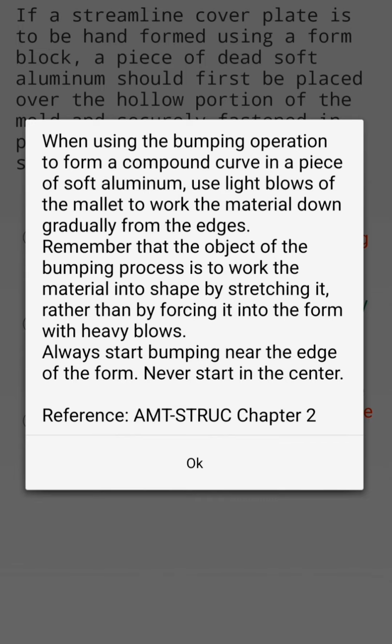Remember that the object of the bumping process is to work the material into shape by stretching it, rather than by forcing it into the form with heavy blows. Always start bumping near the edge of the form. Never start in the center.